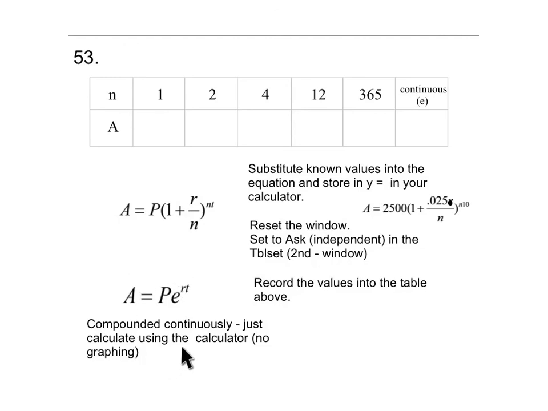And then you only need to do it 1 time, so you're going to put in your rate here. Your time is 10, so it will be 2,500 times E to the RT. You know what the P, the R, and the T are. E is a constant. So just do that one in your calculator.